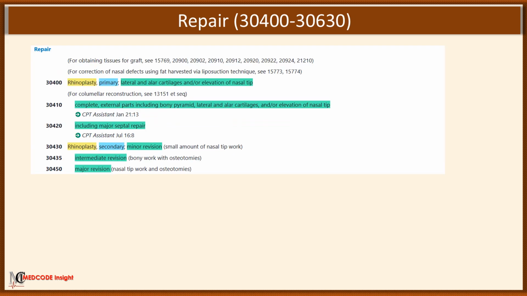Rhinoplasty is a surgery that changes the shape of the nose. Rhinoplasty codes 30400 to 30450 are classified as primary or secondary. When secondary, it involves minor, intermediate, or major revision. Always remember that rhinoplasty codes involve skin closure or repair, but you don't need to code it separately.